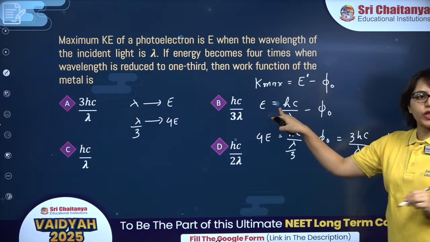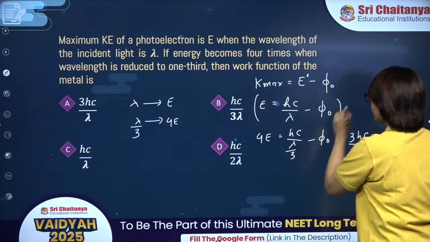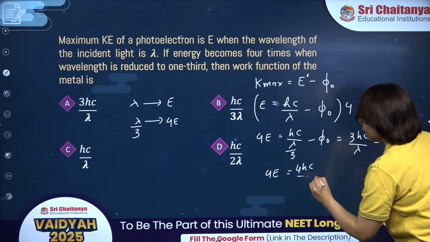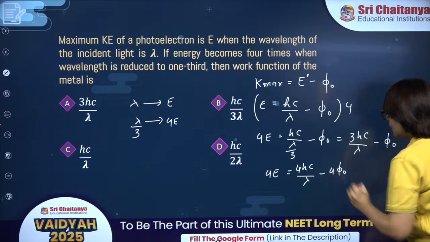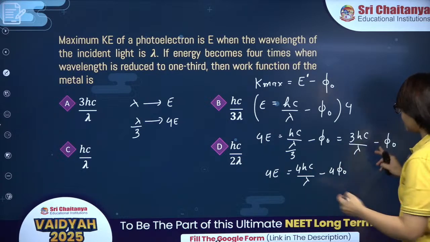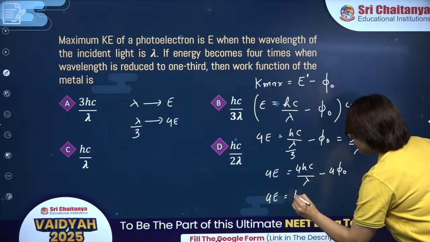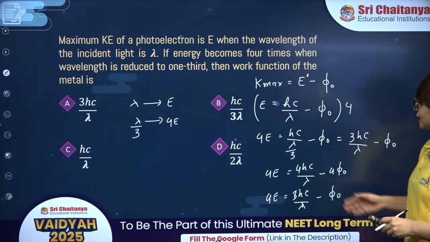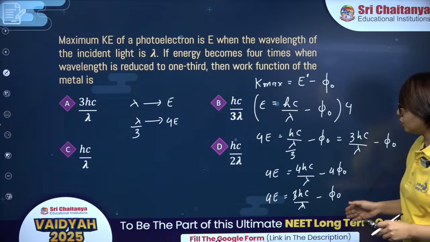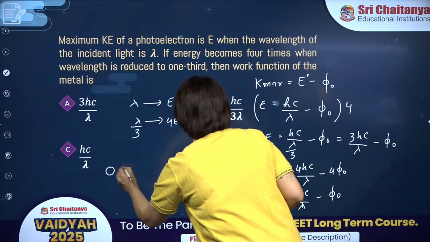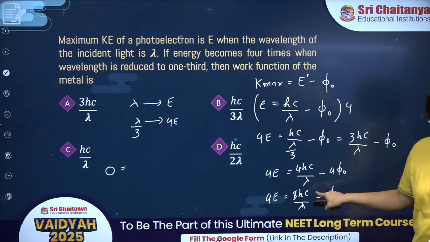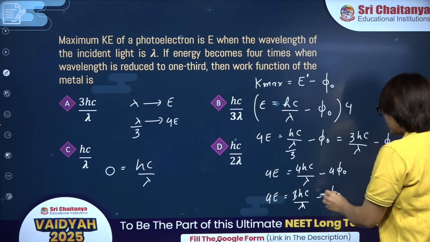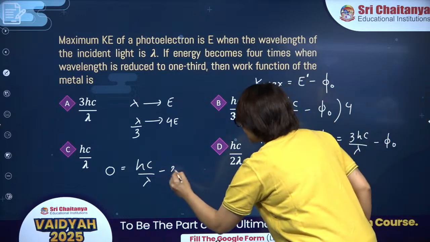Now let's multiply equation 1 by 4. If you multiply this by 4, you will get 4E is equal to 4 hc upon lambda minus 4 phi naught, right? And this one will be 4E is equal to 3 hc upon lambda minus phi naught. Now you can subtract equation 2 from equation 1. So you will get 4E minus 4E, that is 0, is equal to 4 hc upon lambda minus 3 hc upon lambda, that is hc upon lambda, minus 4 phi naught, minus of minus phi naught is plus, so minus 3 phi naught.